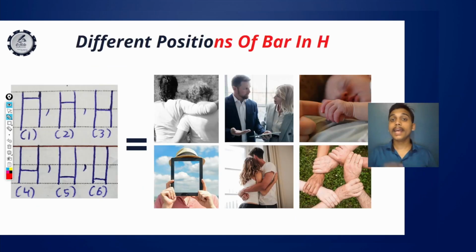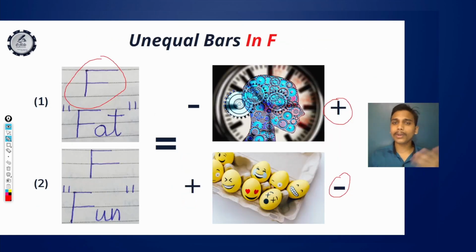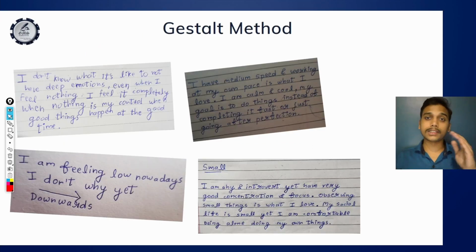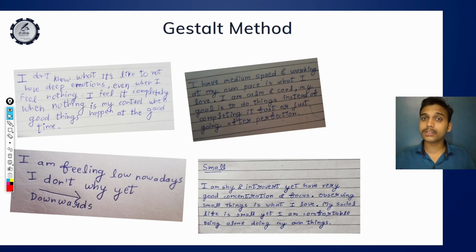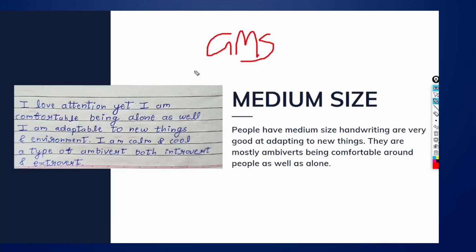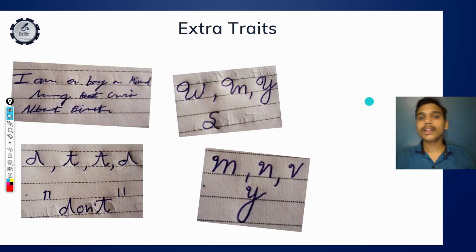Here too we will study different types, just like small letters. Then gestalt method, margins, zones. These show whether someone is an introvert, extrovert, independent person, or reserved, which can be found out by using this gestalt method. Then, more than any other concept we have studied before, here you will learn about extra traits as well.